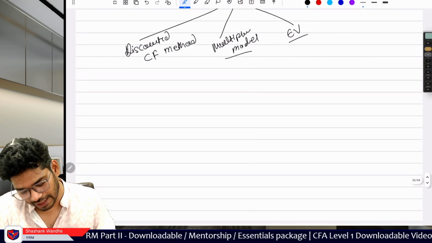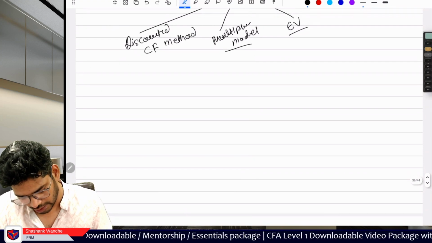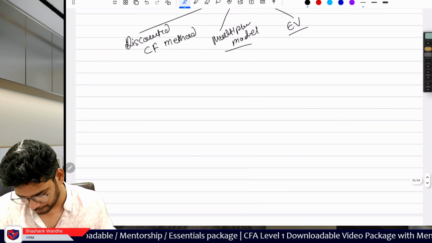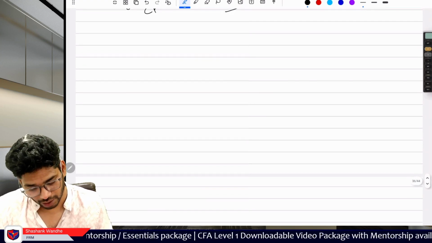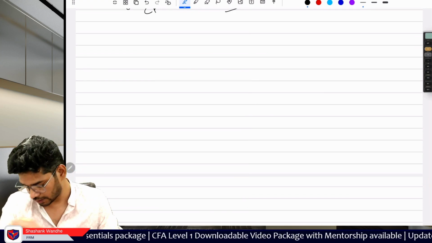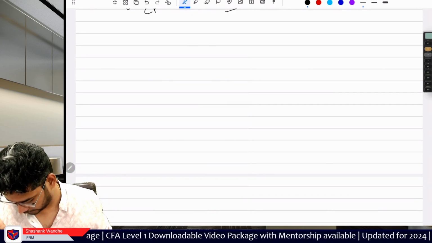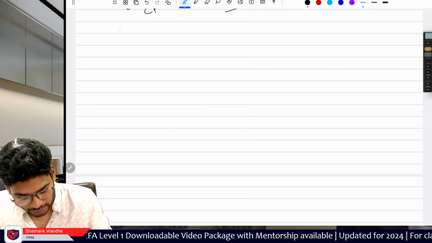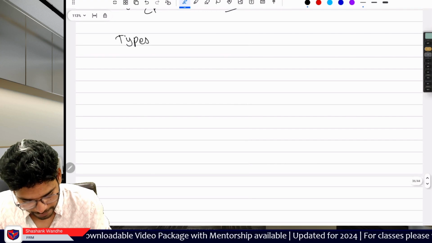Now, in the discounted cash flow method, our focus is mainly on the dividend discount models. We will also see the situation when the company is not paying dividends, where we can go with the cash flows. Now, types of dividend. We are just building basics now. Types of dividend.